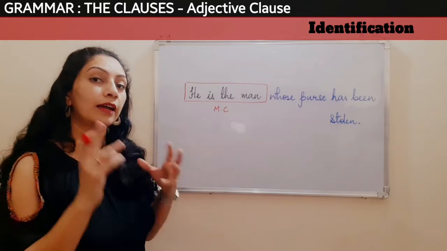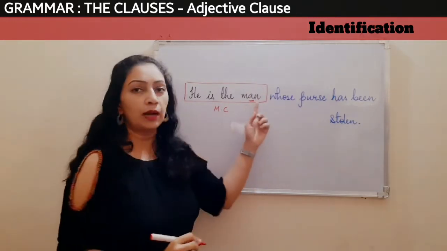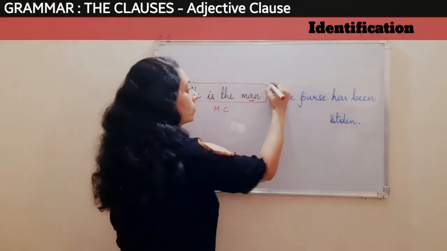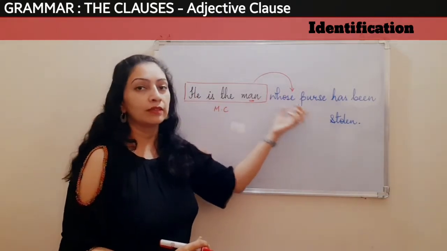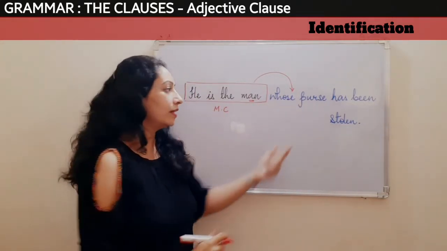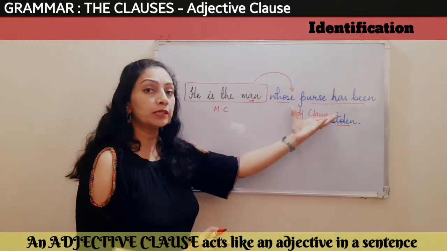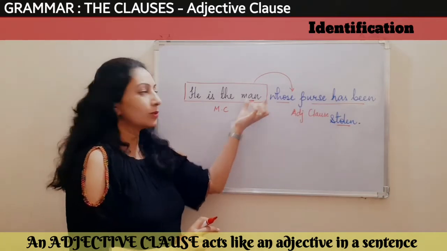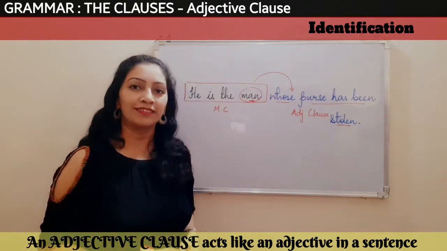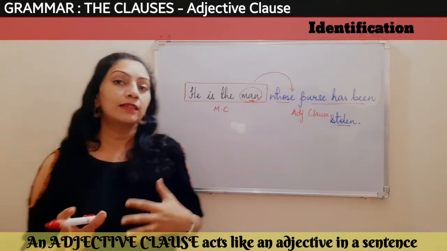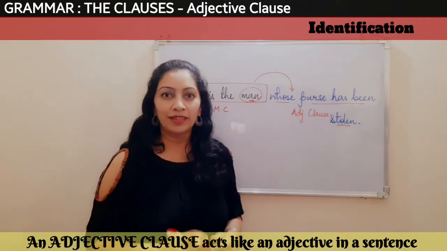Now, whenever we are identifying an adjective clause, first look at the noun or pronoun before it. If this clause is telling me something about this noun, it is describing the noun or pronoun, then it becomes an adjective clause. Whose purse has been stolen? The man's. So the adjective clause is telling me about the noun man. Now, apart from this, there are ways in which the adjective clause works in a sentence. Let's look at that.